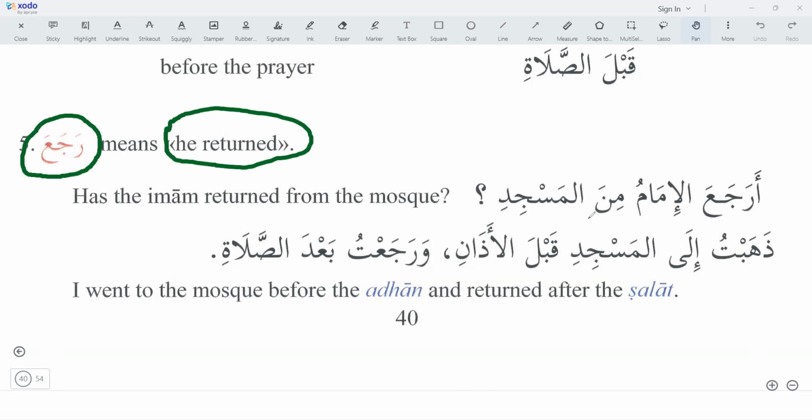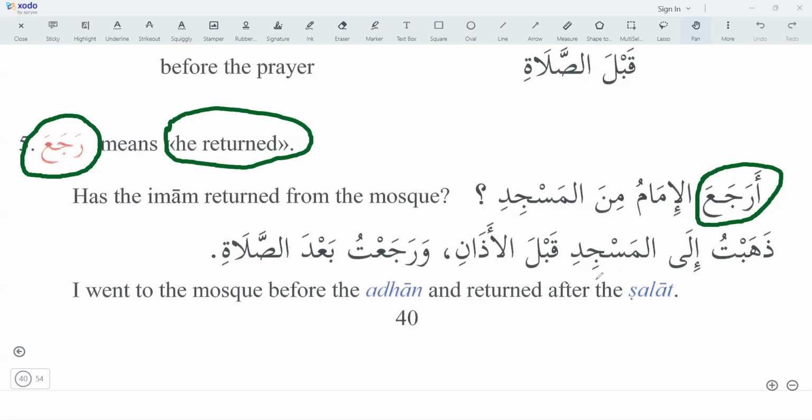A raja'al imamu minal masjidi? Has the Imam returned from the mosque? Raja'a, returned. A is a particle of interrogation, hamzat al-istifham, as we call it. A raja'al imamu minal masjidi? Has the Imam returned from the mosque?